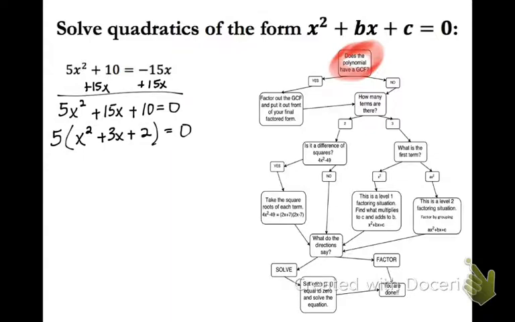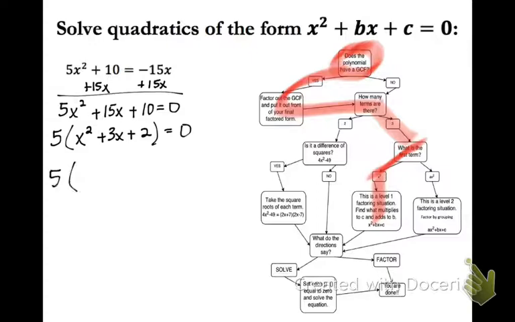Continuing on down our factoring flowchart, how many terms are there? Oops, I went this way. How many terms are there? There's 3. What's the first term? So looking in the parentheses, because that's what we're about to factor, our first term here is x squared. Okay, at first it started as 5x squared, but pulling that GCF out kept us having a level 1 factoring problem.